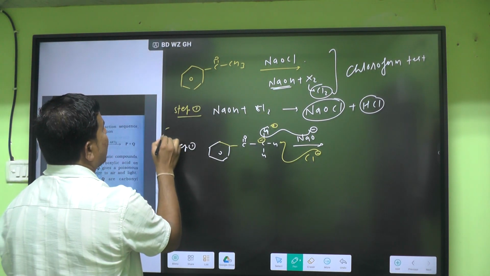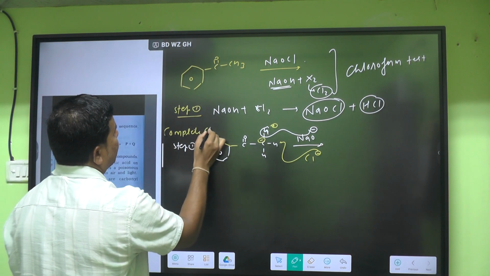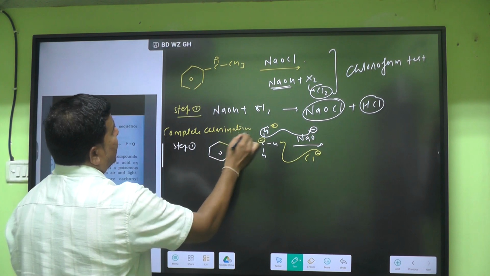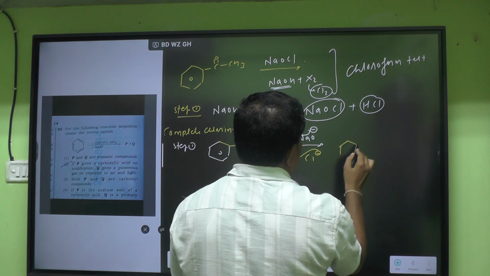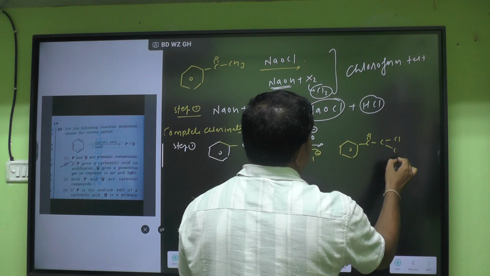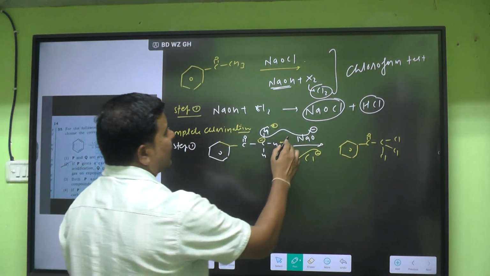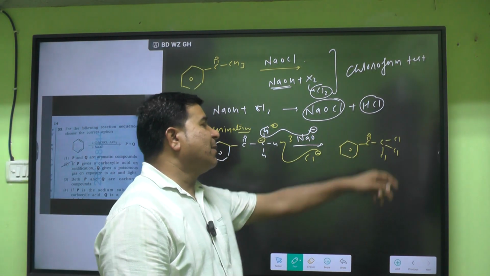What is the step here? Complete chlorination. Which product is formed here? C double bond C, Cl, Cl, Cl here. Complete chlorination. Okay. 3 moles of base are required here for the formation of complete chlorination.